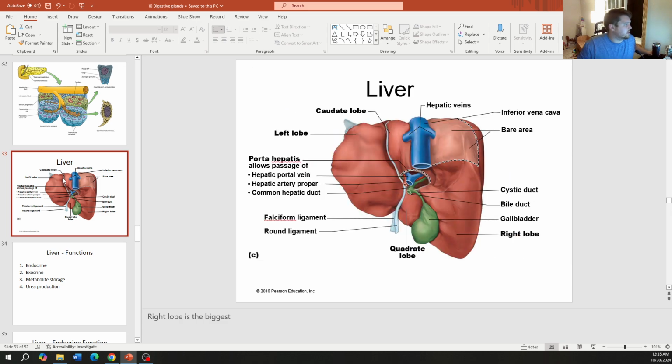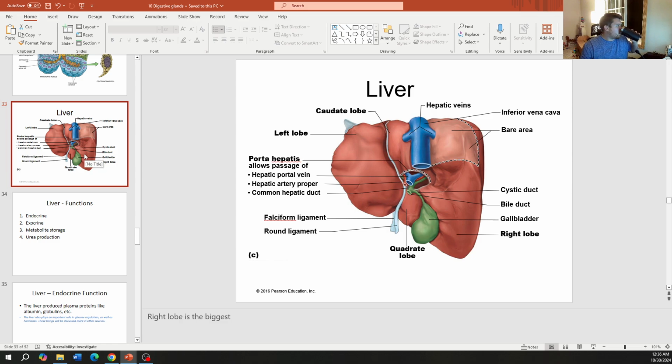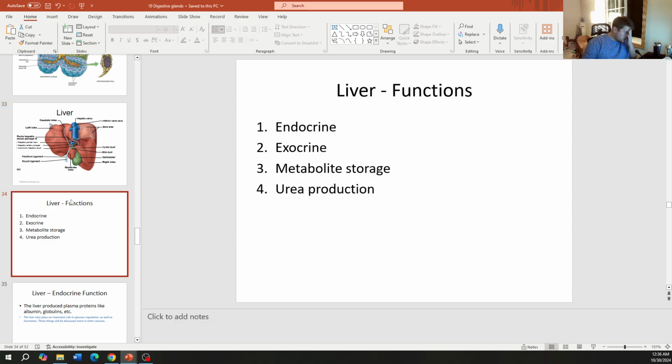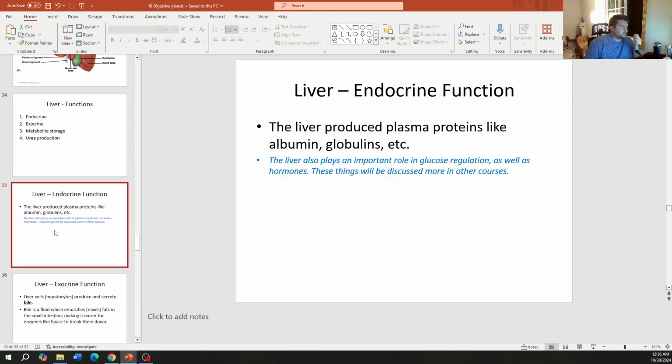On to the liver. There are a whole bunch of parts of the liver. Really, what you want to remember with the liver, anatomy-wise, is more for DAA and for other courses. But we want to know the functions and what the liver does really well here. So the liver has endocrine, exocrine, metabolic storage, and urea production functions.